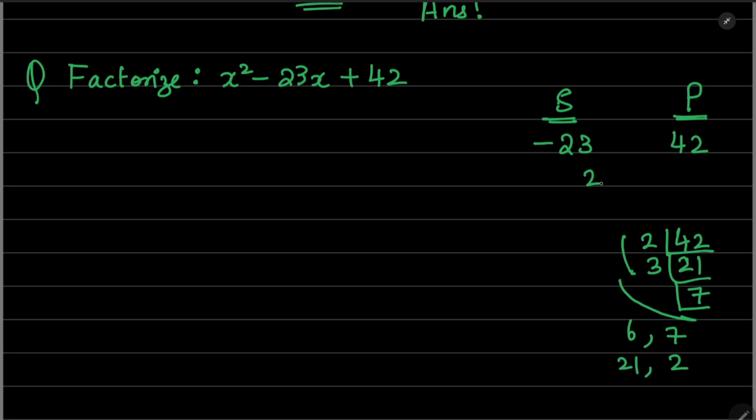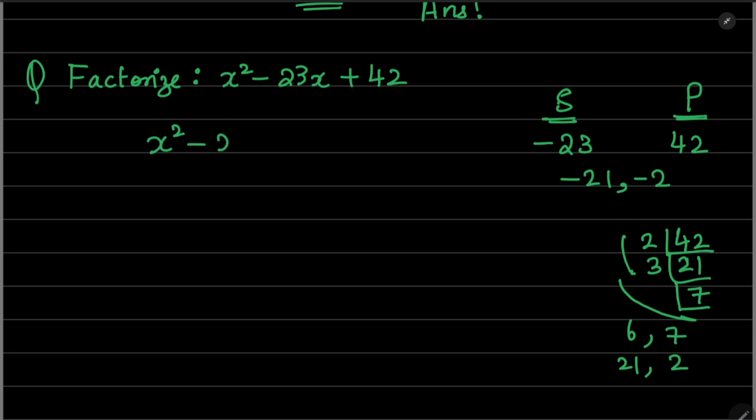So the numbers will be 21 and 2. And then you can put a negative sign to both, so that when you multiply, minus into minus becomes plus. 21 into 2 is 42. When you add, you will get minus 23. So this is another way of doing it. Now let us go ahead and do the middle term splitting.